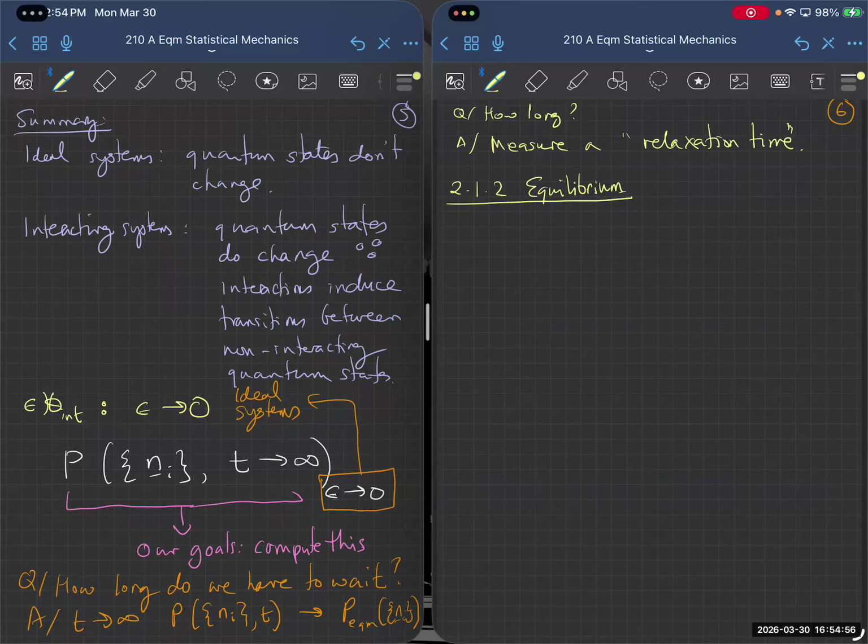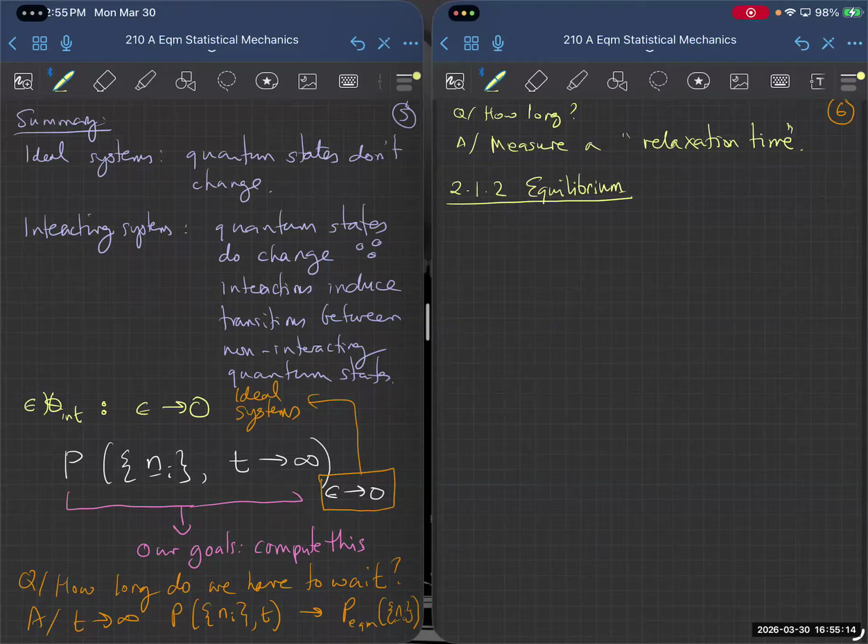Yes, question. So in these limits, is what's happening, the limit of t goes to infinity happens first, and then limit of epsilon goes to 0 happens? I'm going to talk about exactly that question in just a minute. Yeah, but it's a very good question. Yep. Okay.